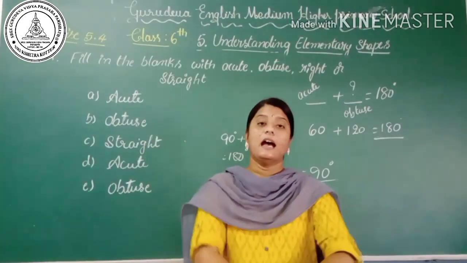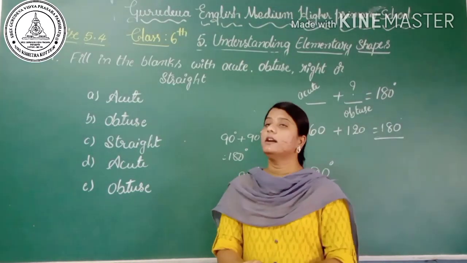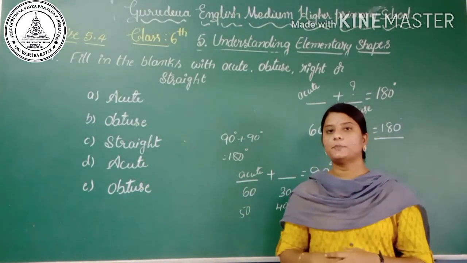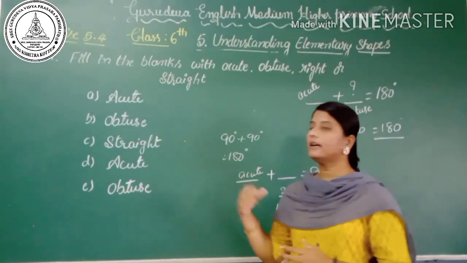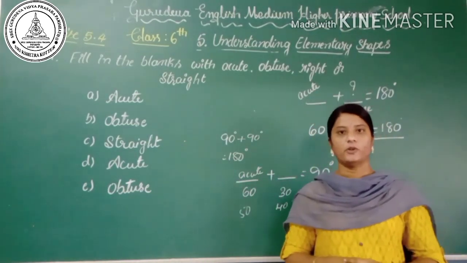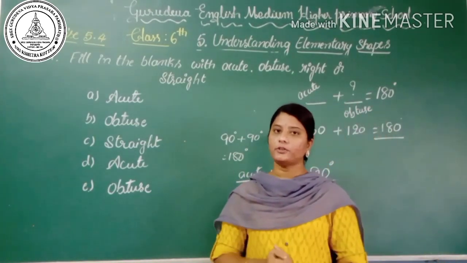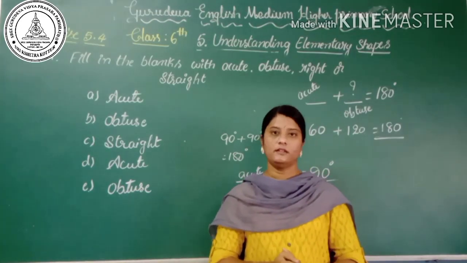Okay. Up to here we have completed the measuring of angles using the protractor and also we have solved exercise 5.4. Okay. So in the next class we are going to learn about perpendicular lines.